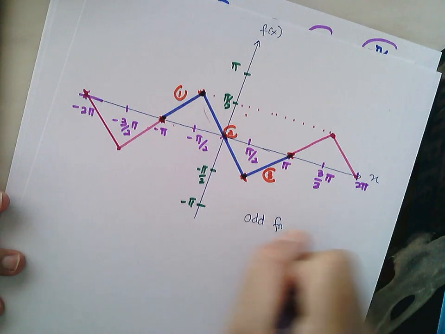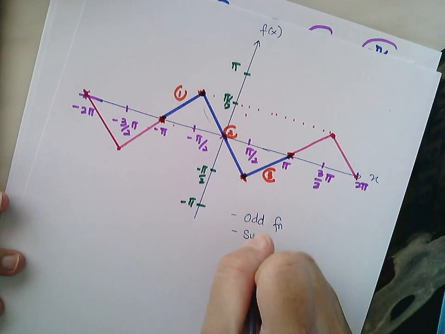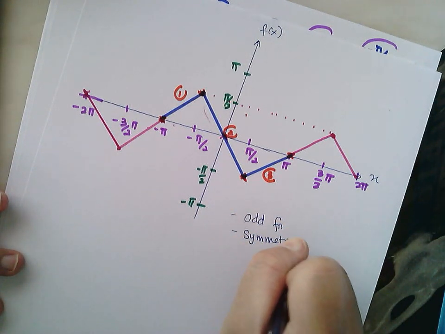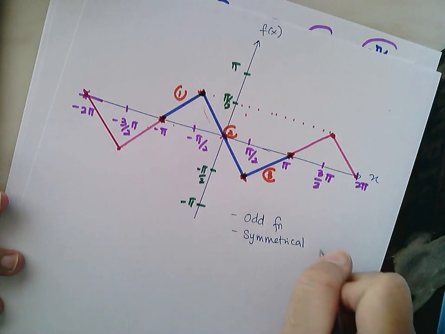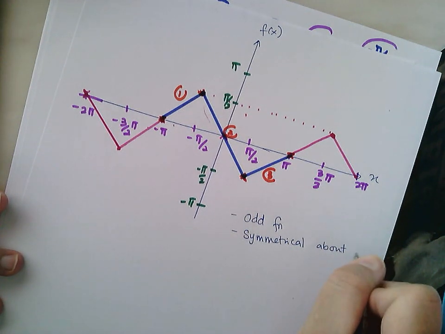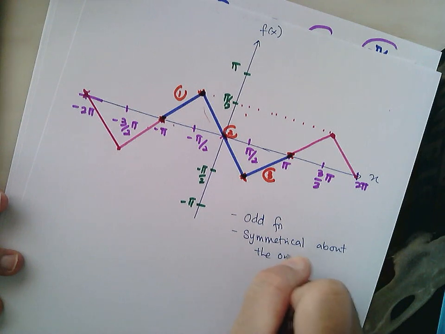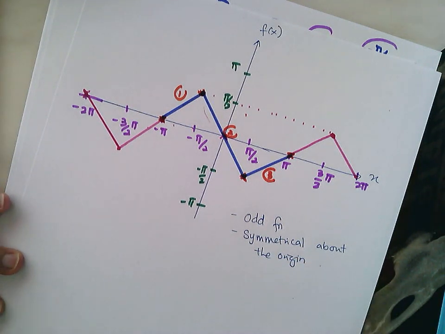Why? Because this is symmetrical about the origin. Okay, odd function because it is symmetrical about the origin. So now we take a look at the second function.